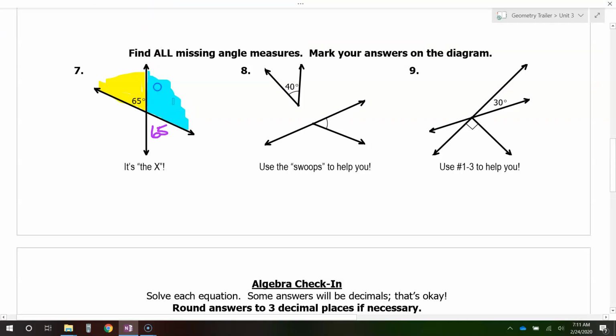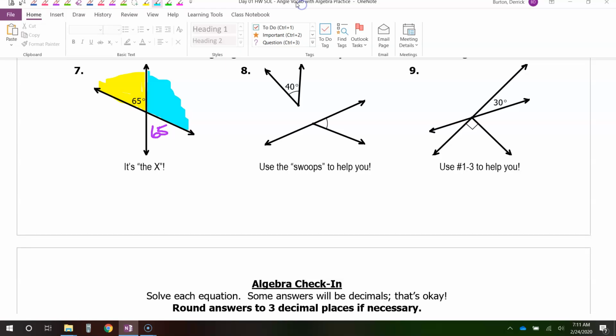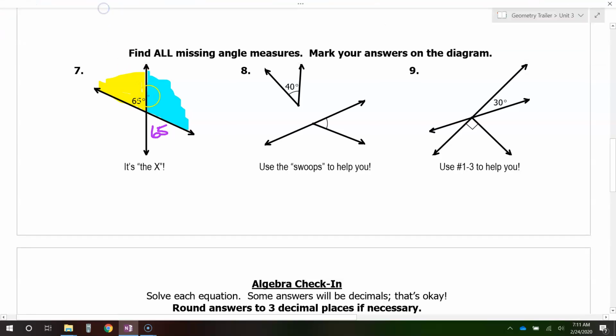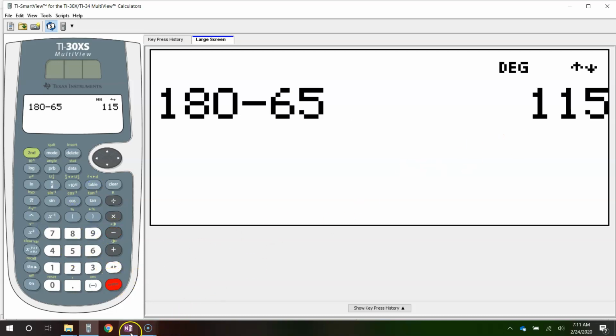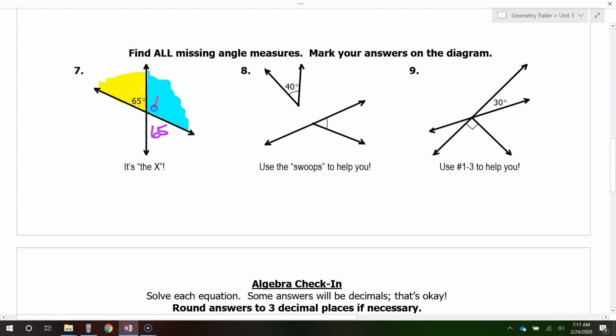Okay, this is a linear pair. Together they make a straight line. They are going to be supplementary. So they have to add up to 180. So let's subtract 65 from 180. So that is 115. All right, but then we've got vertical angles going on right here. So this is also 115 degrees.